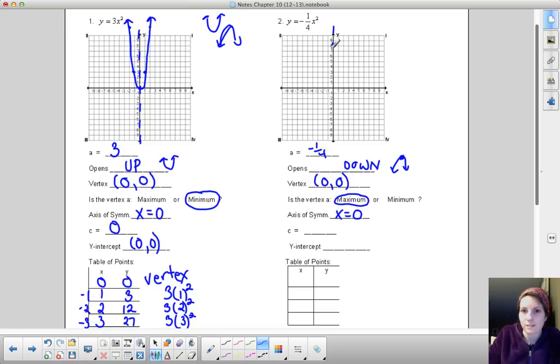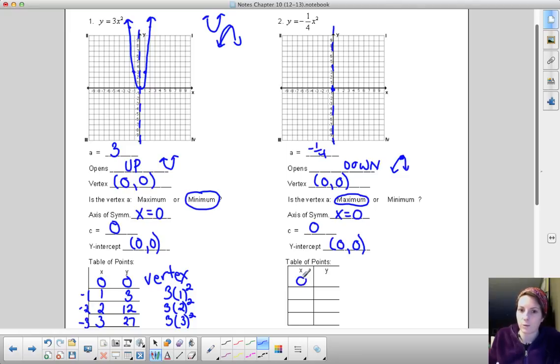So in this case, I still have this picture. My c value is 0. So my y-intercept is (0, c), so (0, 0). Again, the vertex is not always the y-intercept. It happens in this problem. It's not an always. My table of points, that has an always.